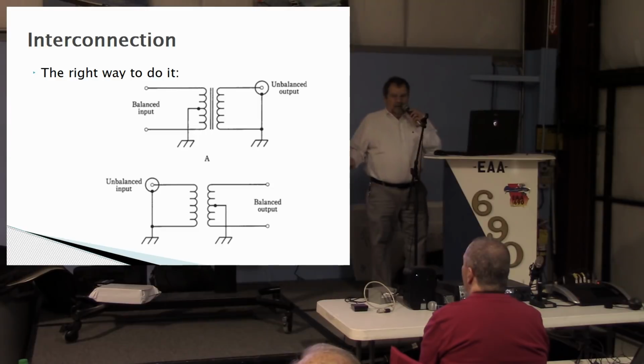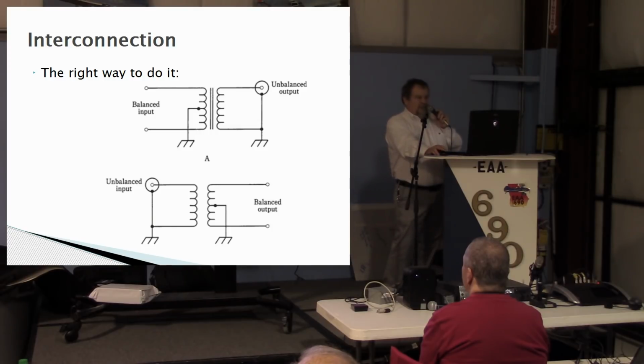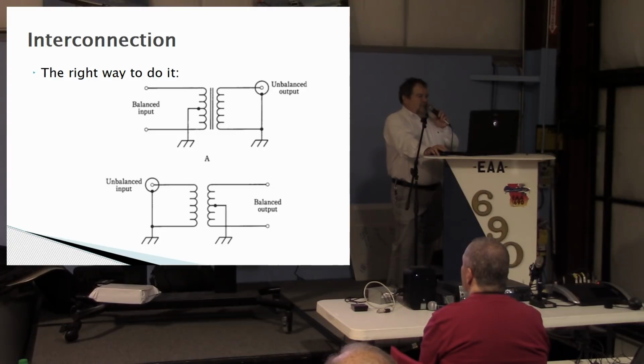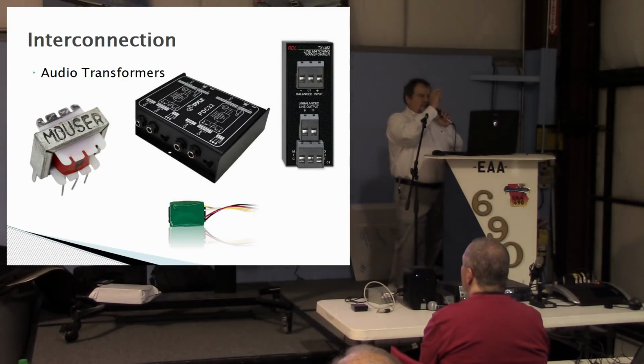So there's no chance of getting a hum or any problems in differential between the two chassis or whatever these grounds are connected to. Coming out to an unbalanced, which might be an RCA jack, just like you have on your stereo. Same way with unbalanced feeding a balanced input. And here are some of the actual transformers that you would find to do it. You can get them through Mouser, all kinds of different transformers.